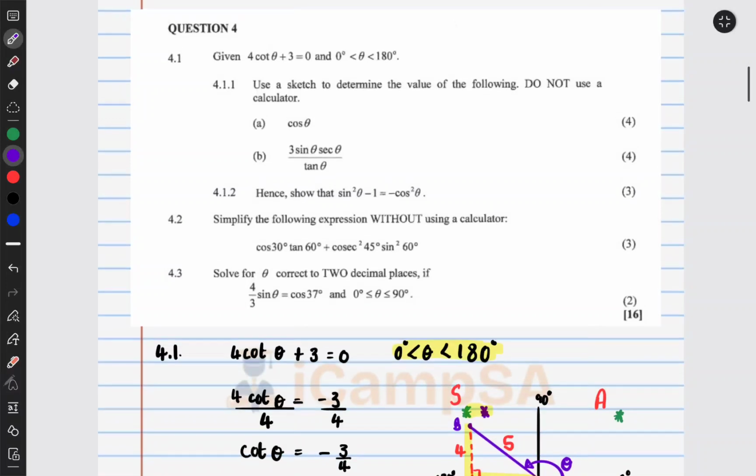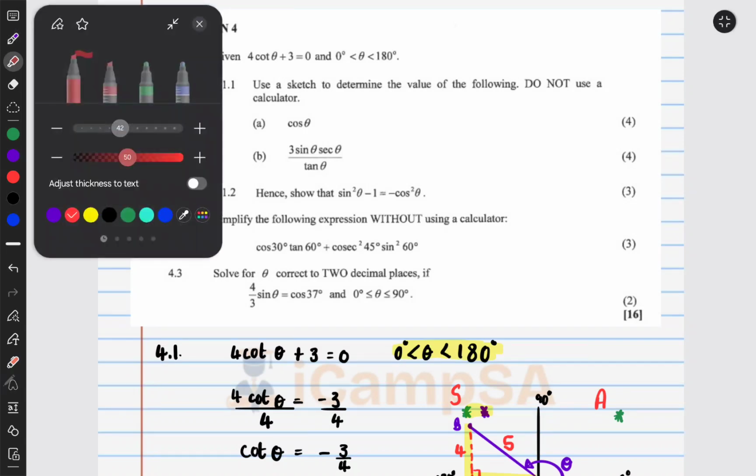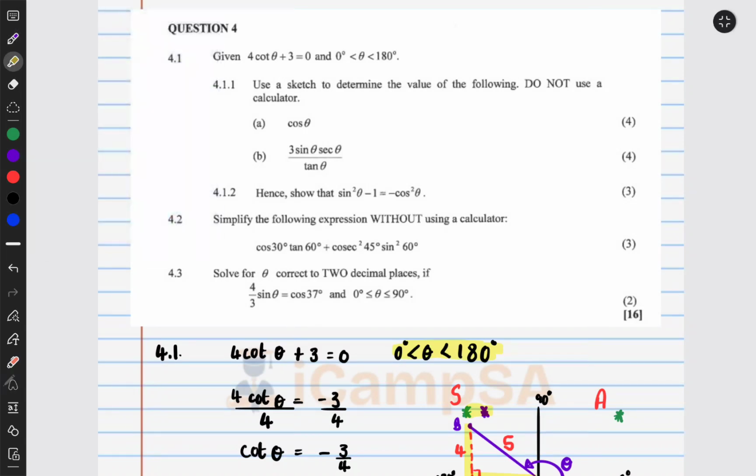Okay, and then next, for 4.1.2, we are asked: hence show that sine squared theta minus 1 is equal to negative cos squared theta. So here we are essentially proving an identity. We have to show that sine squared theta minus 1 is equal to negative cos squared theta.